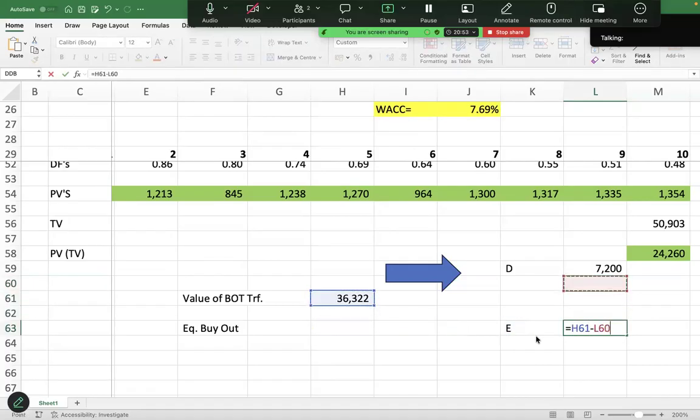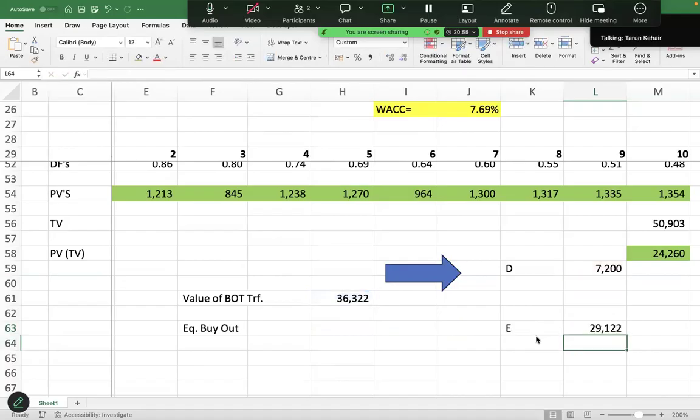29,120. Yeah, Shruti, now. So this is the buyout. So if you want to transfer the entire project, it will be paid 36,322. But if you want to buy just the equity stake, it is 29,120. So I'm sharing this file with you guys. So that's how you value buyout projects.